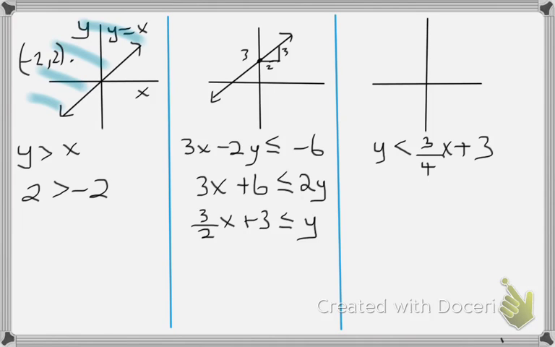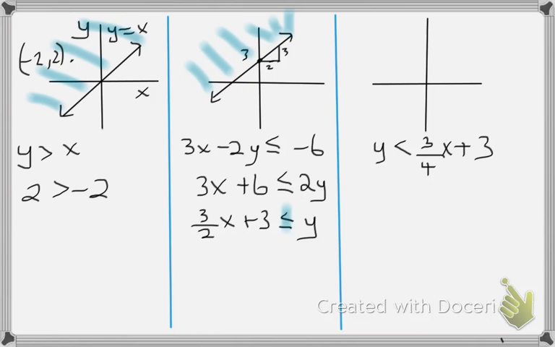Now I have to decide where y is greater than or equal to this line. For greater than or equal to, I'm going to be drawing above. So this is the region, the half plane, that I'm looking for. And because it's a greater than or equal to sign, I have a solid line right there.